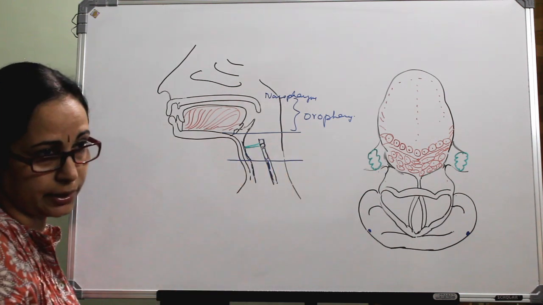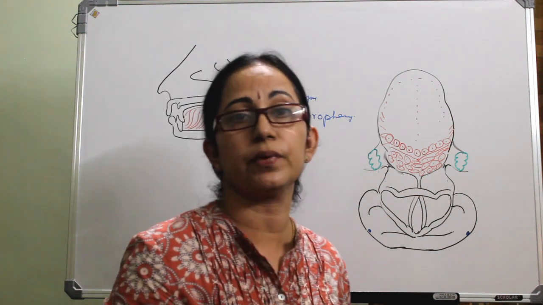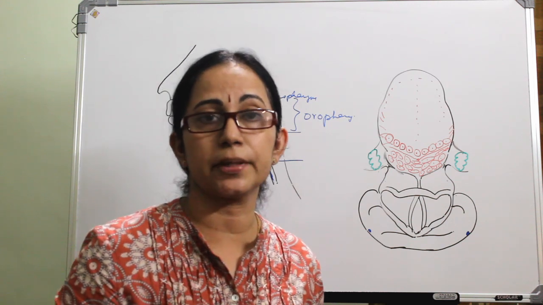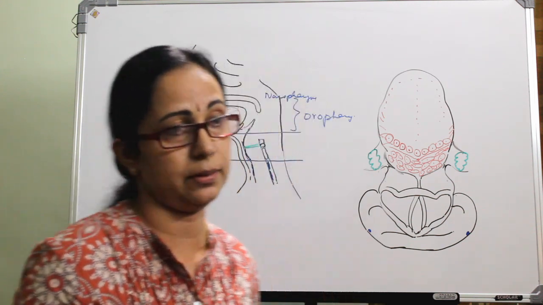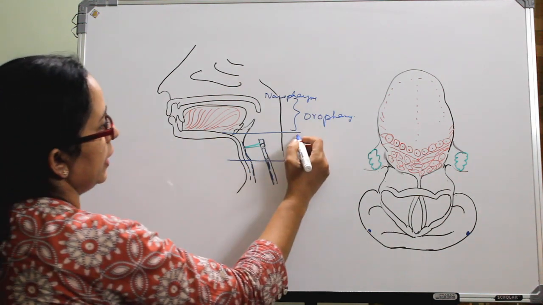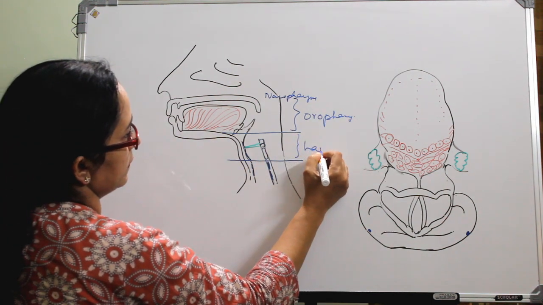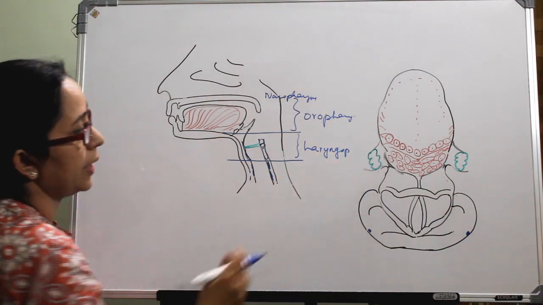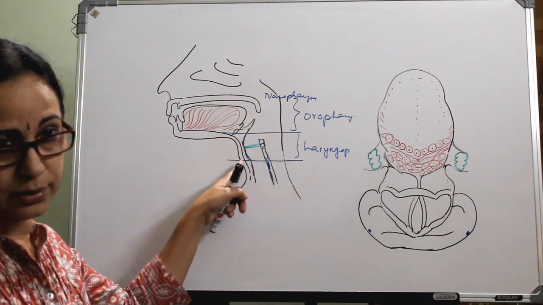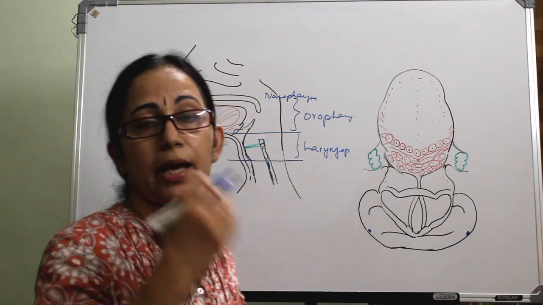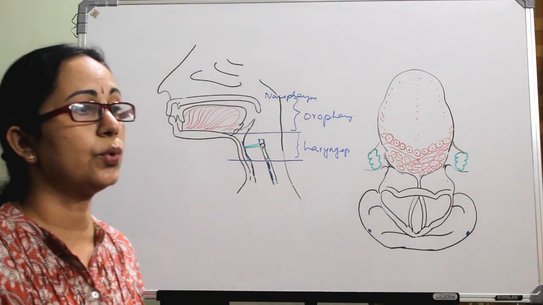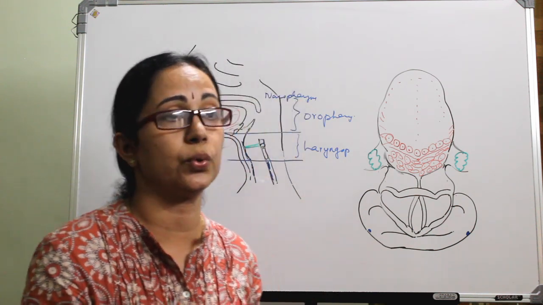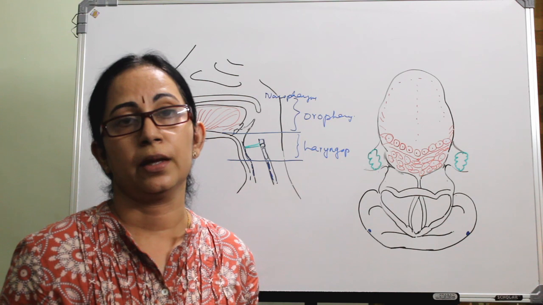At the level of the lower border of cricoid cartilage, the esophagus starts its course, and it is demarcated by the upper esophageal sphincter or the cricopharyngeal musculature. So that part is the laryngopharynx, otherwise called the hypopharynx, this area. And actually this larynx or the laryngeal inlet forms the anterior wall of hypopharynx. So you know the anatomy of oral cavity, the anatomy of oropharynx, and also you know the anatomy of larynx.